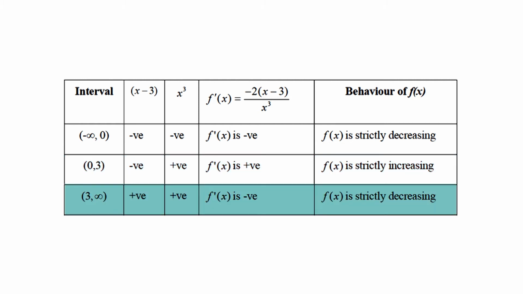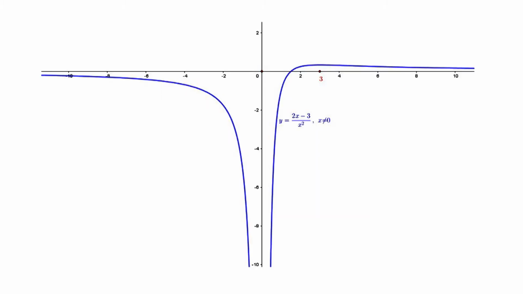In the interval 3 to infinity, x minus 3 is positive, x cube is positive, and hence f dash of x equal to minus 2 into (x minus 3) by x cube is negative, and hence f of x is strictly decreasing. These conclusions can be verified by looking at the graph of the given function.